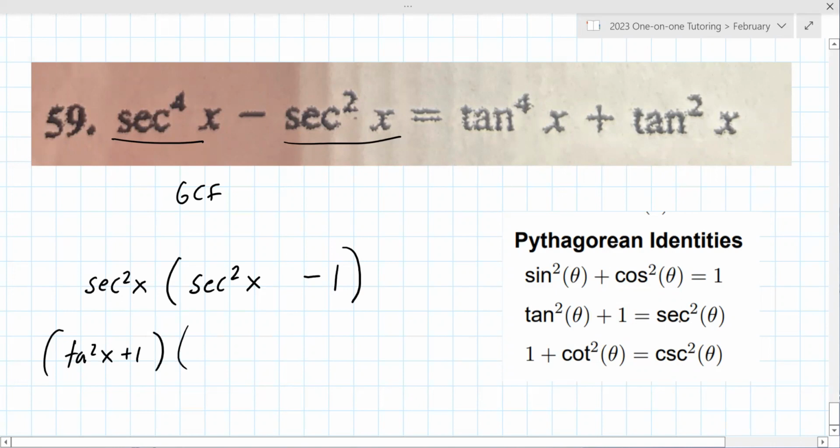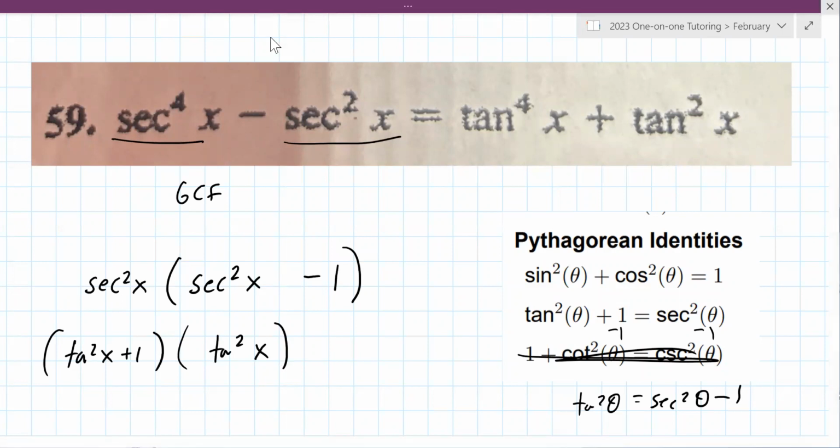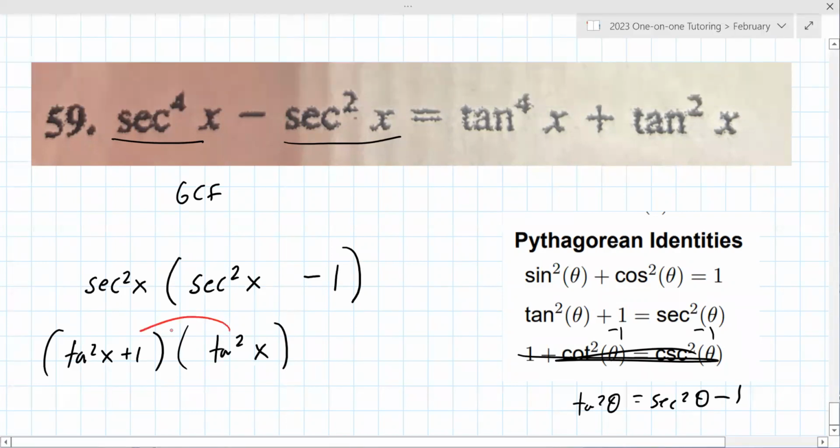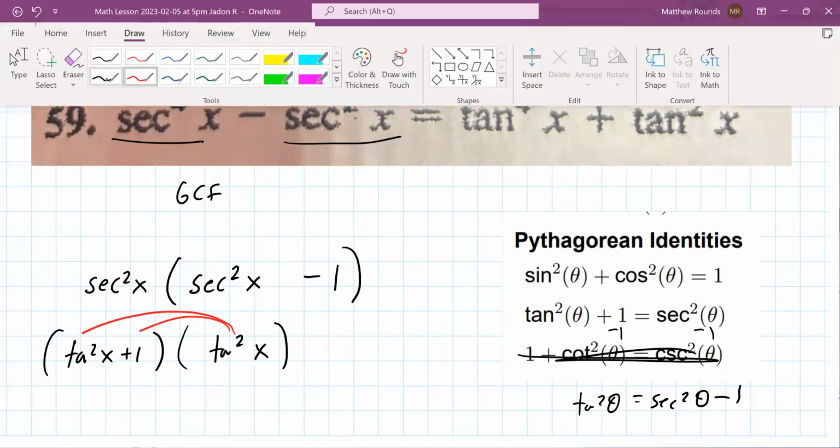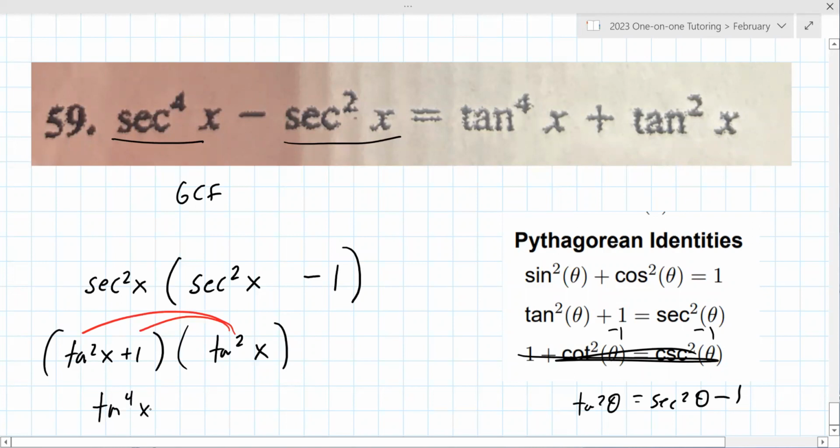But then for secant squared theta, if you subtract 1 from both sides, you get tangent squared theta equals secant squared theta minus 1. That means that everything inside the parentheses in this line becomes tangent squared x. So then you can multiply these both, and you get tangent to the 4th x plus tangent squared x.